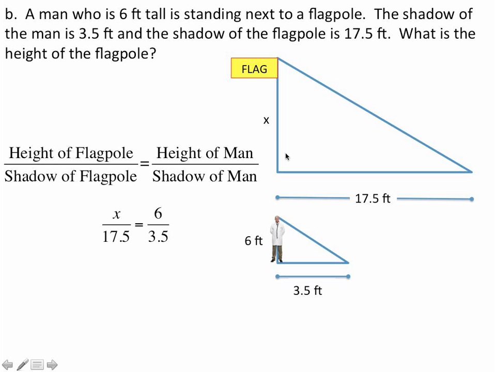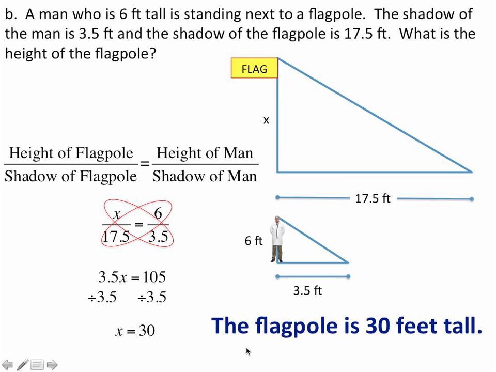So here we go with some numbers. X over 17.5. Height of the flagpole is what I'm looking for, over its shadow, equals height of the man over his shadow. 6 over 3.5. It's a proportion. Cross multiply that bad boy up. I got an equation. 3.5x equals 105. Divide both sides by 3.5, and x is 30. Again, we knew the flagpole had to be taller than the shadow because the man is taller than his shadow. So the flagpole is 30 feet. Okay?